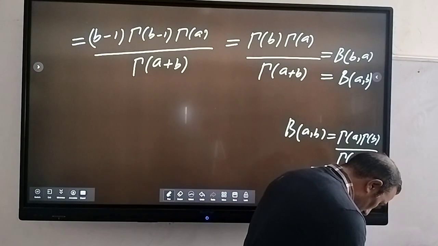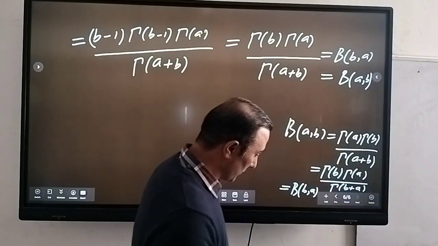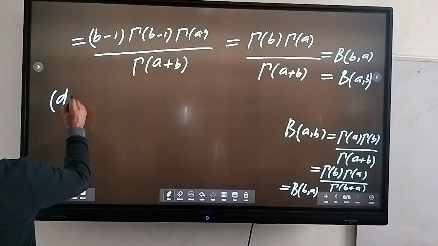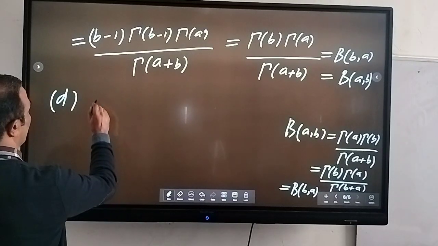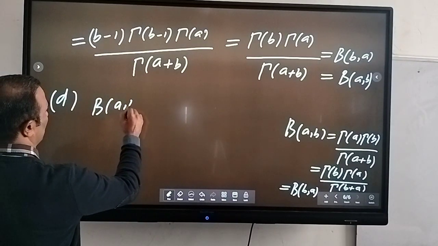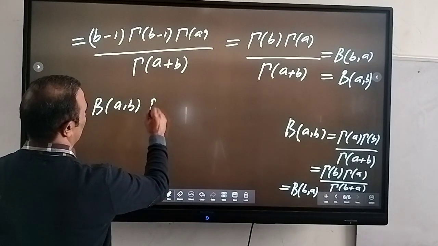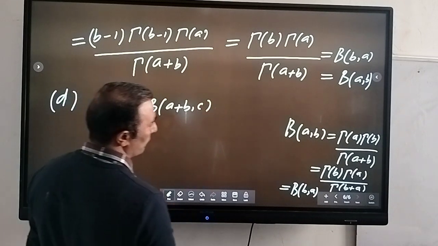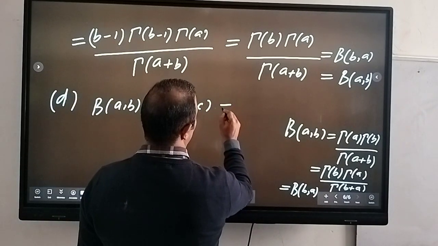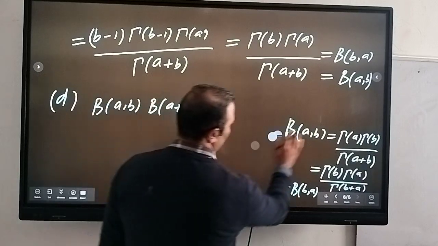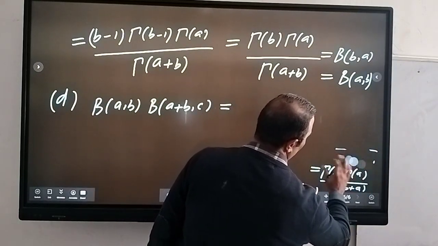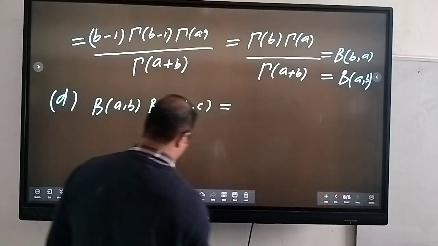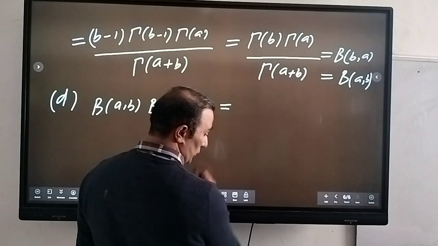So there is one more identity, the last identity. We have to prove that. We need to prove that beta of A, B. So this we have to prove. So that is equal to. So we need to prove that this is equal to that.